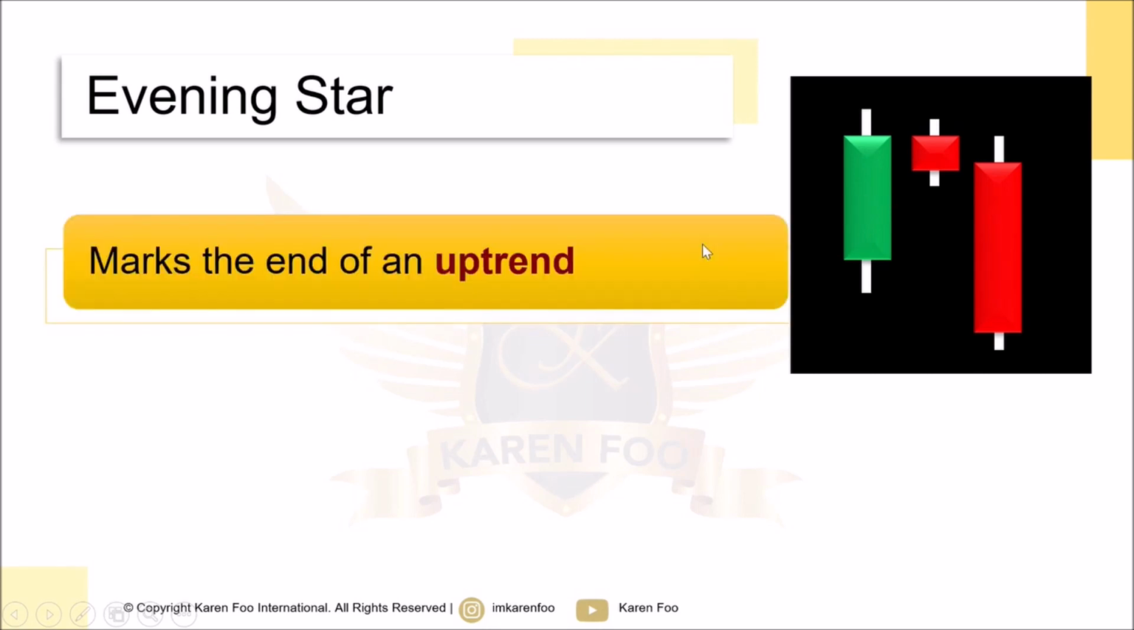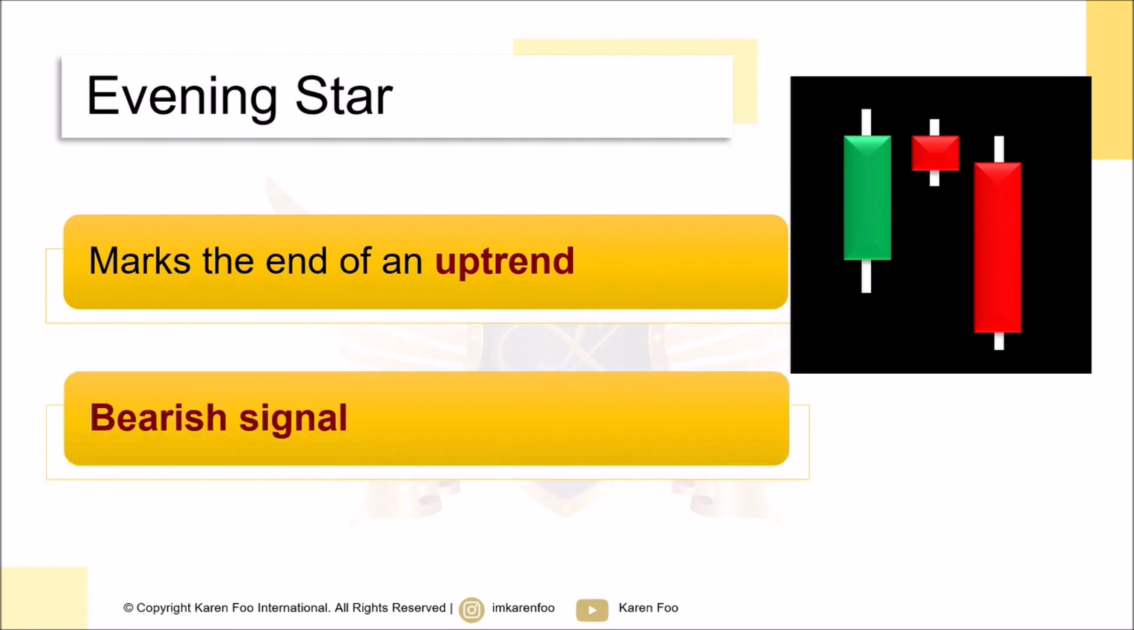Okay, so when you see this candlestick pattern, it marks the end of an uptrend, especially when you see this at the end of a trend. And also this is a bearish signal. So basically the buyers are dominating the bullish trend at first, then the second candle comes out, doesn't matter what the color is, and it indicates that traders are being indecisive during the second candle. And when the third candle comes in, it indicates that the sellers are starting to dominate. So the first candle must be green color, second candle can be any color, third candle has to be red color.